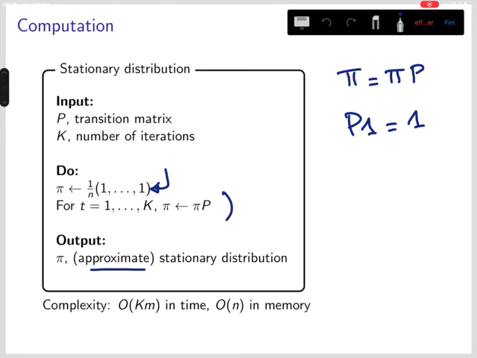So this depends on the graph structure. The complexity here is k times m, where m is the number of edges, provided you store your adjacency matrix and the transition matrix P in a sparse format. And the cost in terms of memory is n, the size of the vector. Of course, you also need to store the graph, so there is a fixed cost of m, the number of edges.